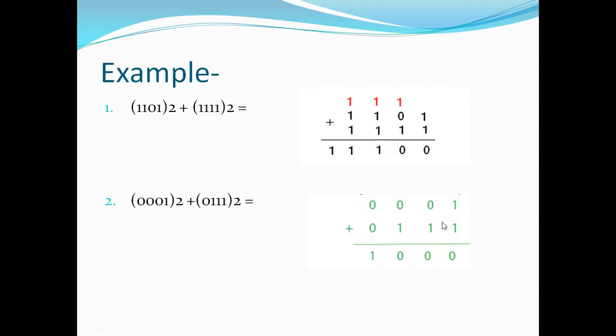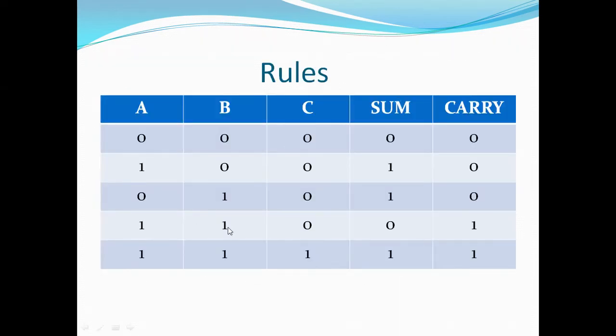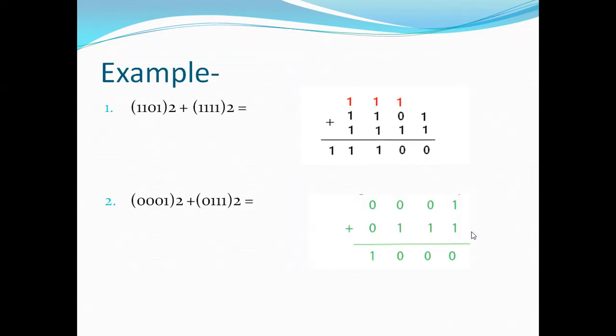Now see the examples. Suppose we have these two terms, and we have to add them. Whenever we are adding two ones, the sum is 0 and carry is 1. So two ones, sum is 0, carry 1. Again we have two ones, sum is 0 and carry is 1.